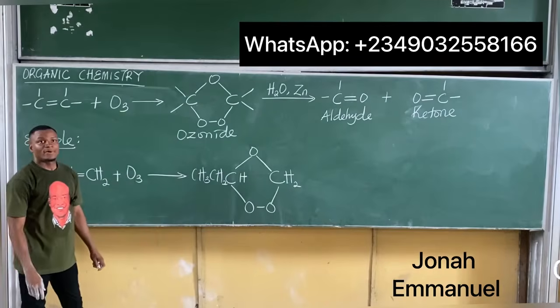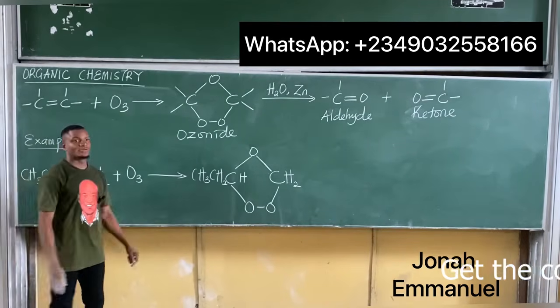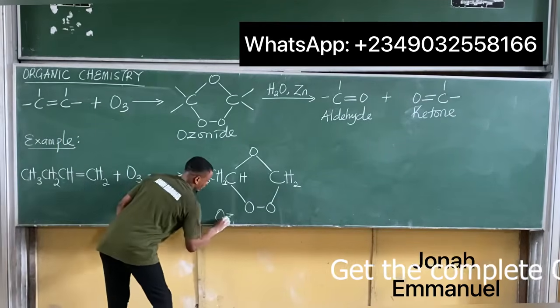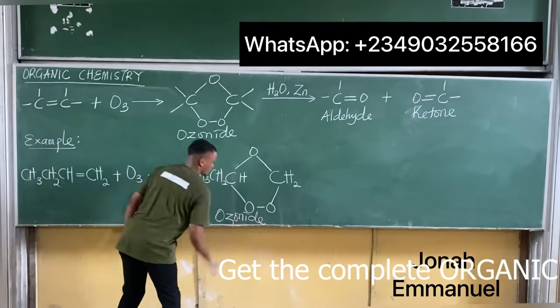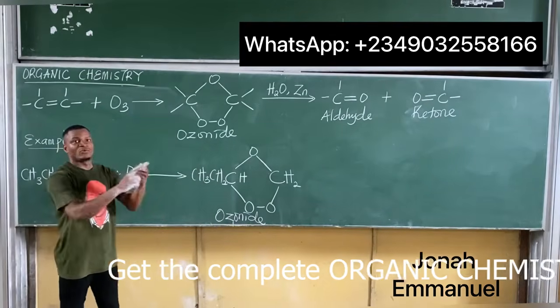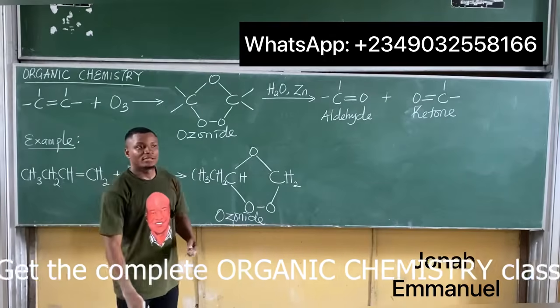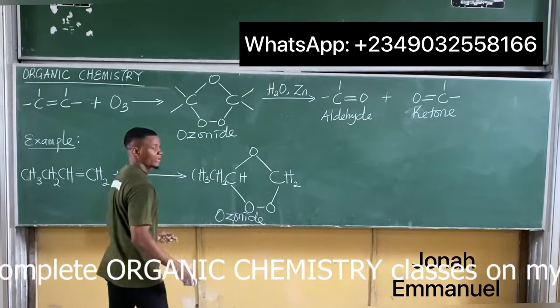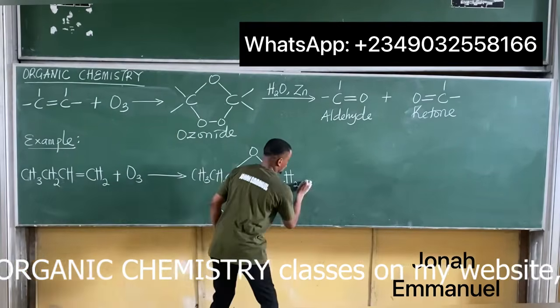It's an alkene now. It cannot be a single bond. This is the ozonide. So that's how it's done. When you have a double bond, break it into two.